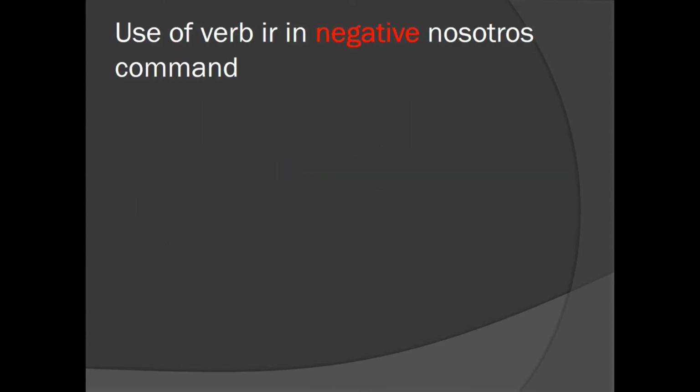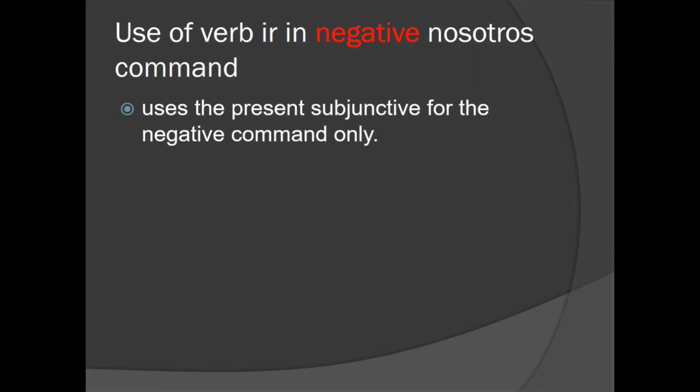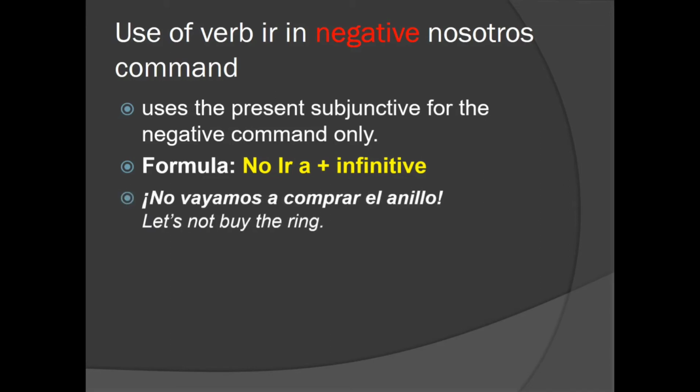We can also use the same formula, ir, a, plus the infinitive verb for the negative nosotros command. But this time, we use the present subjunctive for the nosotros for the negative command. So using the same formula, ir, a, but ir will be conjugated in present subjunctive and of course the negative word before the conjugated verb. So no, ir, a, plus infinitive will be our formula. Now, let's have some of the examples.